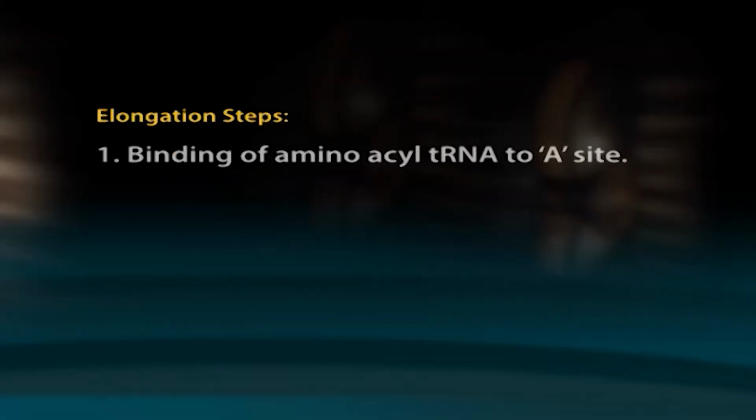The elongation process occurs by a similar mechanism in eukaryotes as in prokaryotes. Elongation has 3 steps. First one, binding of aminoacyl tRNA to the A site. This step involves attachment of a new aminoacyl tRNA to the A site. The next codon in mRNA determines the second amino acid. The elongation factor EF1 and GTP are involved in this process.